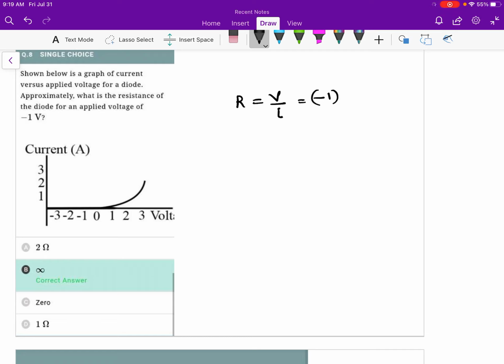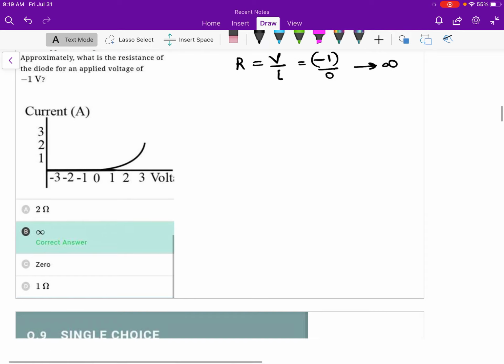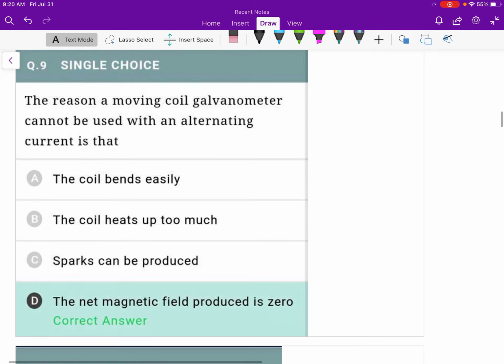So V at -1 volt is -1 and I is 0, so resistance is approaching infinity. The reason a moving coil galvanometer cannot be used with an alternating current, guys, is that the frequency of alternating current is 50 Hertz or even more, so the moving coil galvanometer, because of its inertia, cannot respond that fast to the changing direction of the current, and it will keep on oscillating about the 0 mark, and the average current rate will be 0.